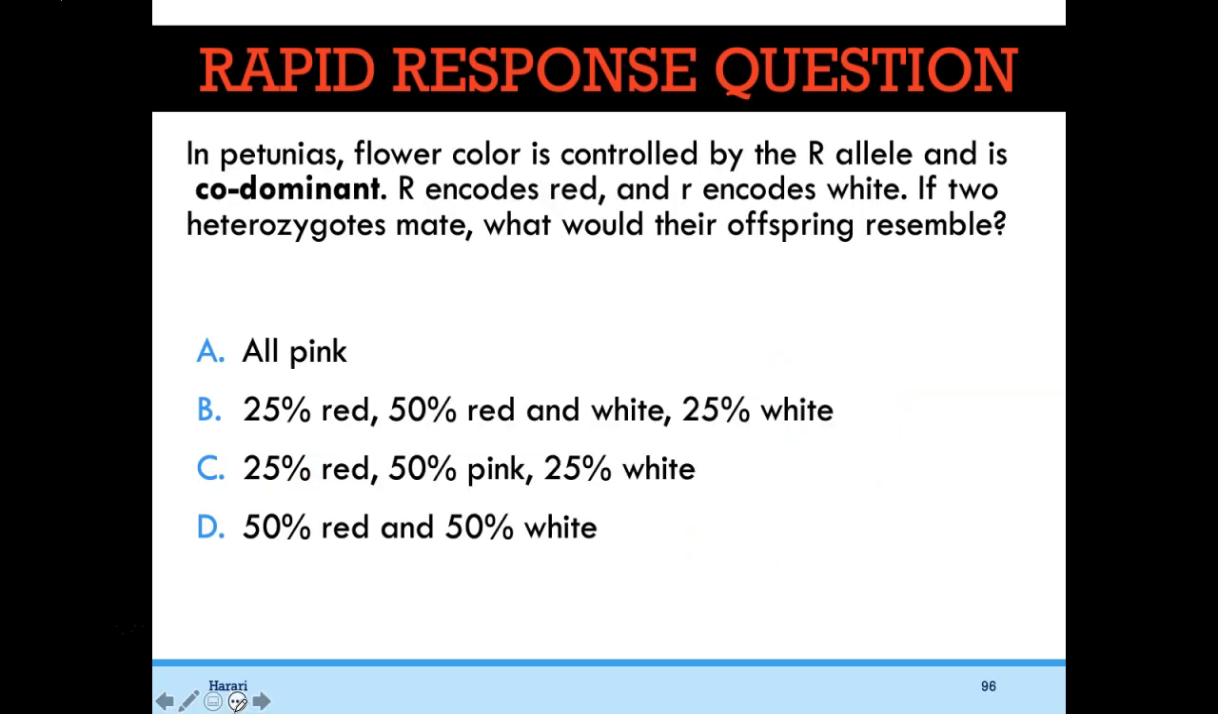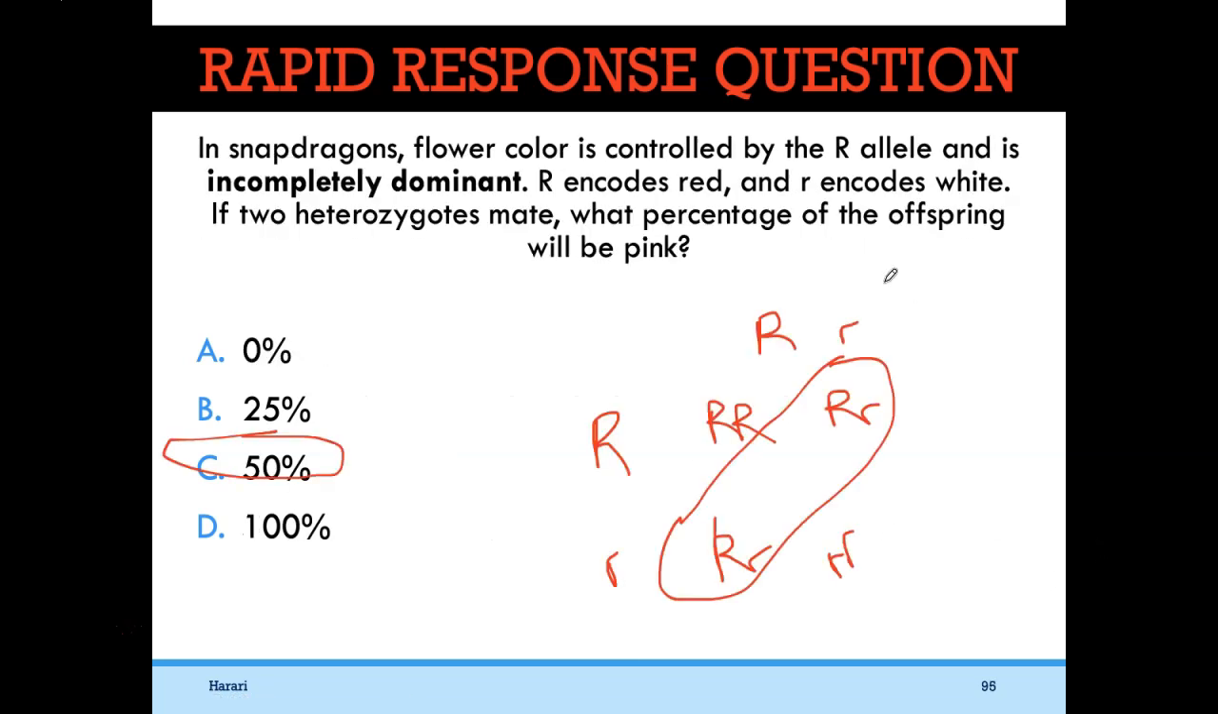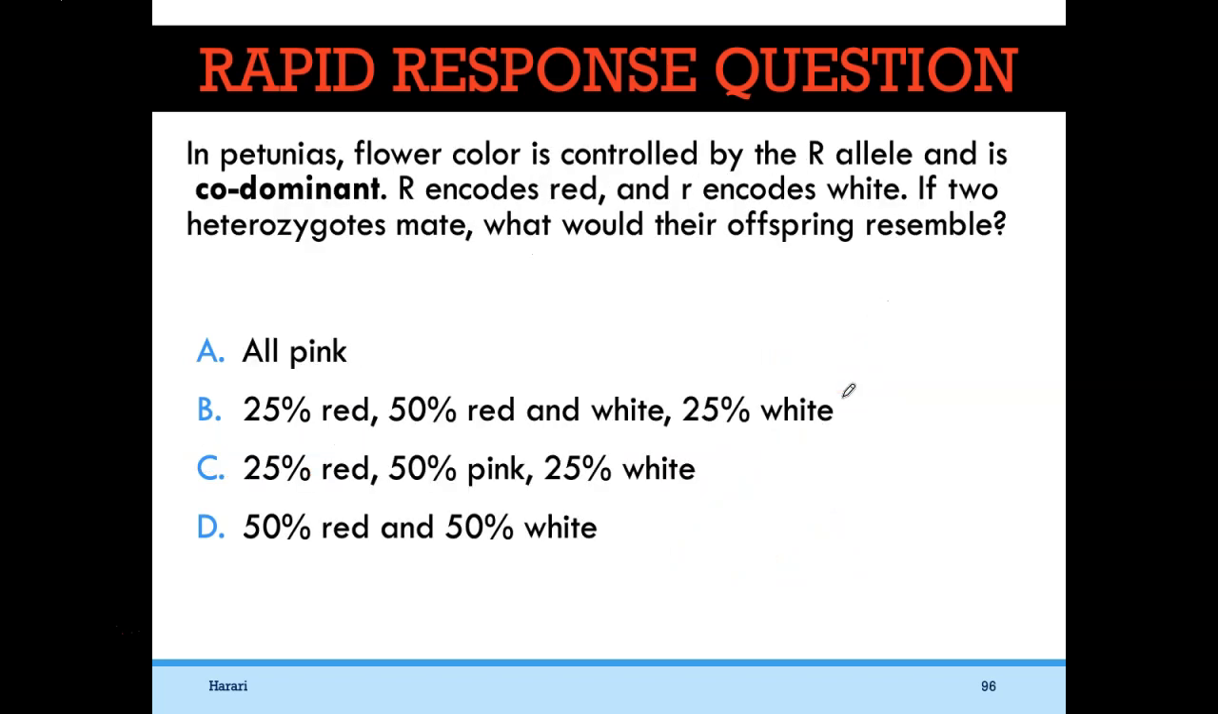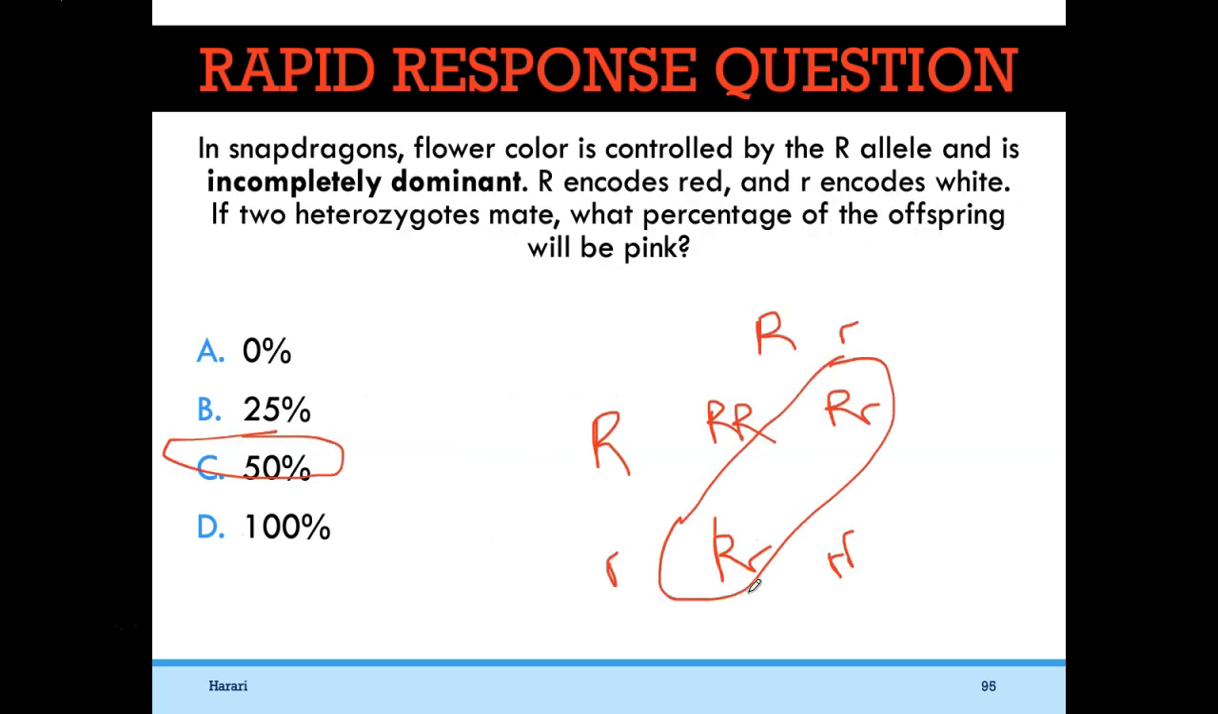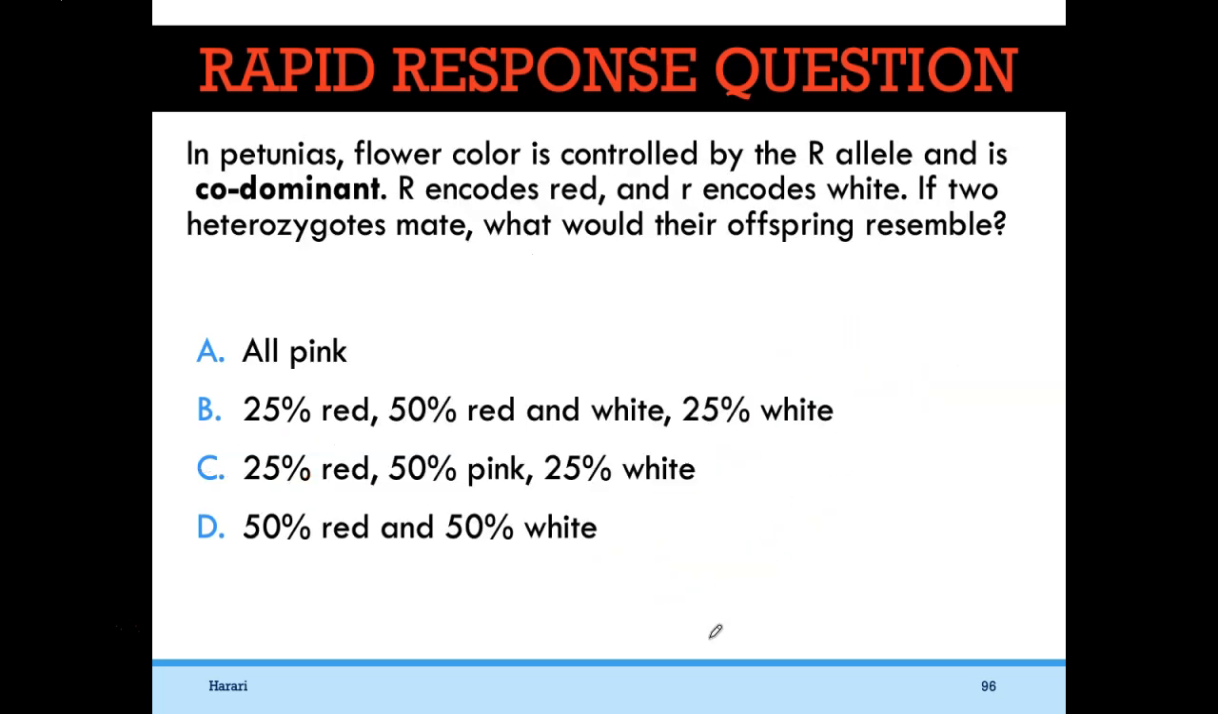In petunias, flower color is controlled by the R allele and is codominant. If two heterozygotes mate, what would their offspring resemble? Again, we could look at the same kind of Punnett square, but remember that this time both alleles are codominant. So in this case, what would big R, little r represent? Right? This would be both red and white if they're codominant. So what is the answer to this question?